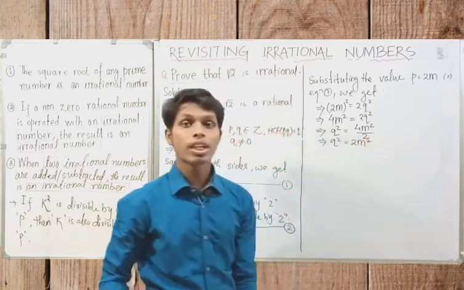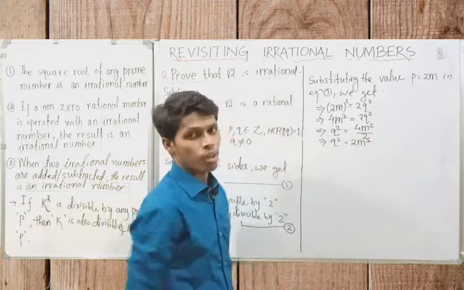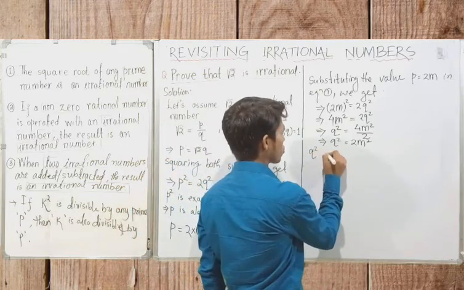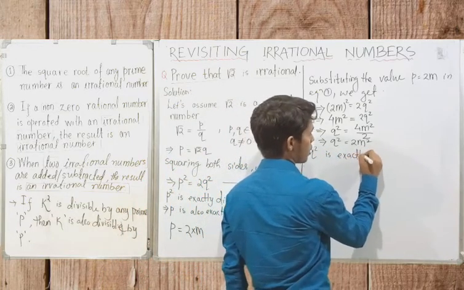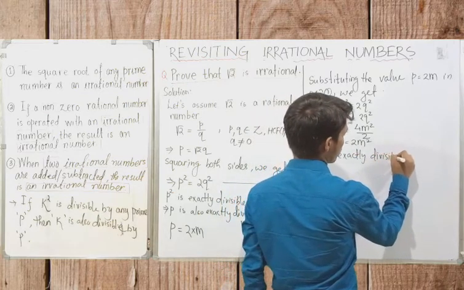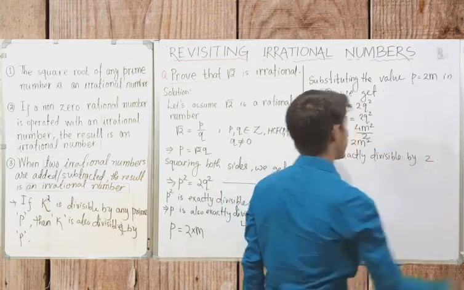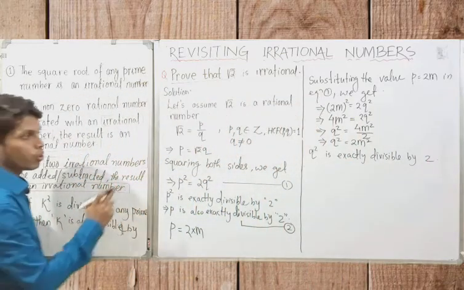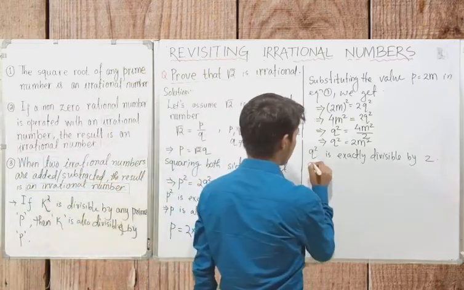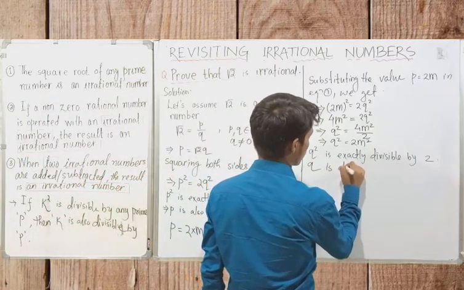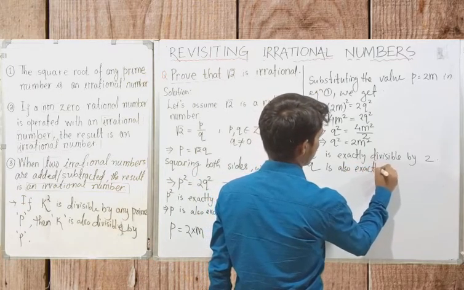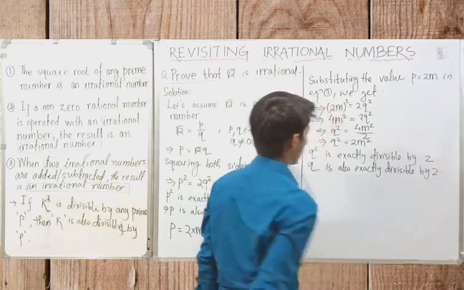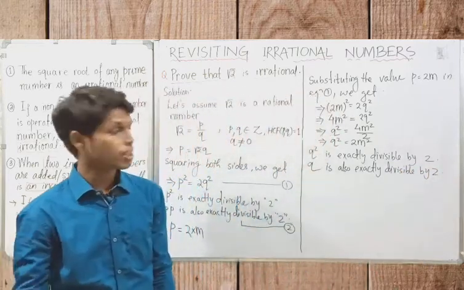Okay. So now we got q square is equal to 2 into some integer. If q square can be written as 2 into some integer, that means q square is exactly divisible by 2, or 2 is a factor of q square. Applying this concept, we can also write q is also exactly divisible by 2. Yes or no? If q square is divisible by 2, then q is also exactly divisible by 2.